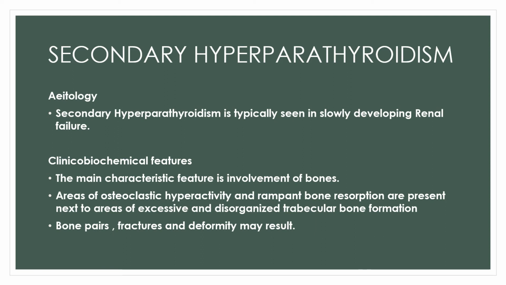So what is the clinical biochemical picture? The main characteristic picture is involvement of bones. Areas of osteoclastic hyperactivity and rampant bone resorption are present next to areas of excessive and disorganized trabecular bone formation. Bone pains, actually it is wrongly written here, it is bone pains. Fractures and deformity may result.